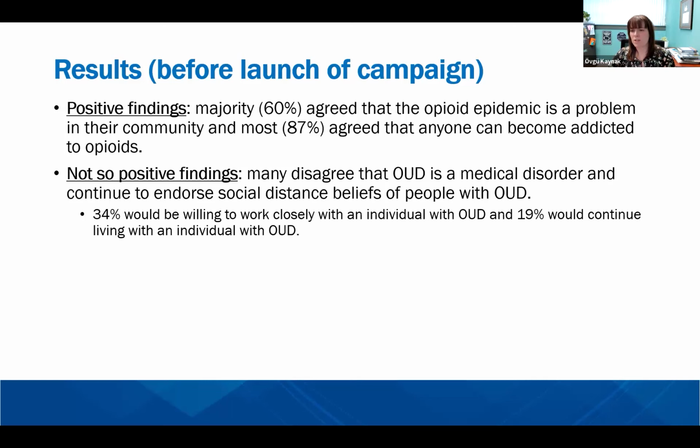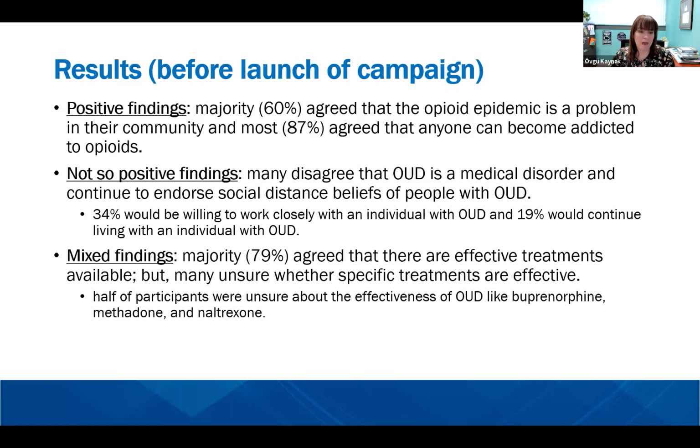And one thing I forgot to mention, at this point, both in the campaign and in our data collection, we were specifically looking at opioid use disorder. We had not introduced polysubstance use and stimulant use at this point. And then we had some mixed findings. The majority agreed that there are effective treatments available, but many were unsure whether specific treatments were effective. About half of our participants were unsure about the effectiveness of MOUDs like buprenorphine, methadone, and naltrexone.